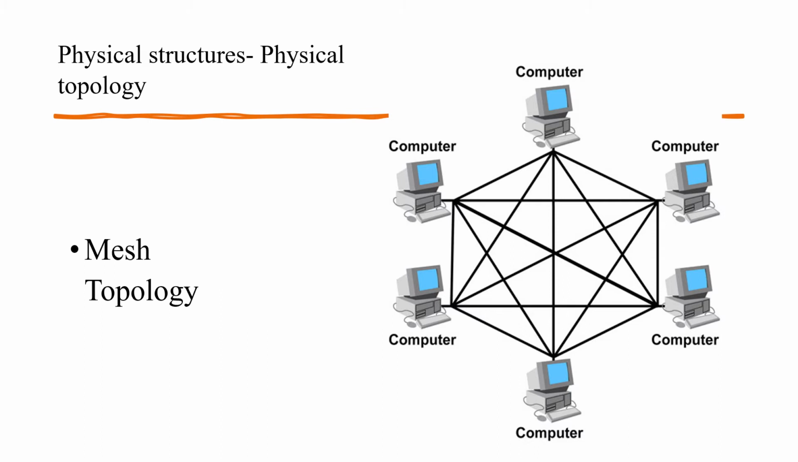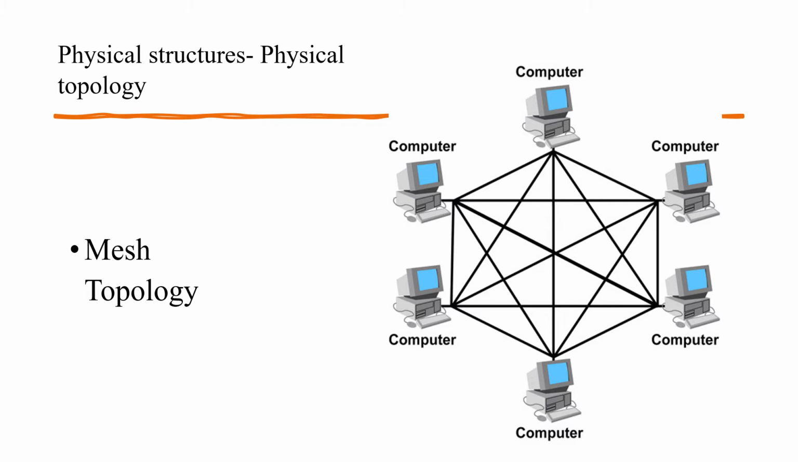To find the number of physical links in a fully connected mesh network with n nodes, each node must be connected to every other node. That is, node 1 must be connected to n-1 nodes, node 2 must also be connected to n-1 nodes, and finally the nth node must also be connected to the rest of the n-1 nodes. So we need n times (n-1) physical links. If each physical link allows communication in both directions, that is the duplex mode, we can divide the number of links by 2.